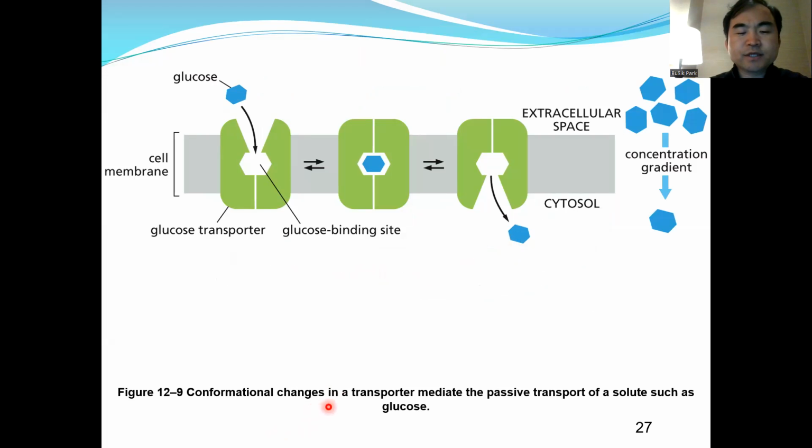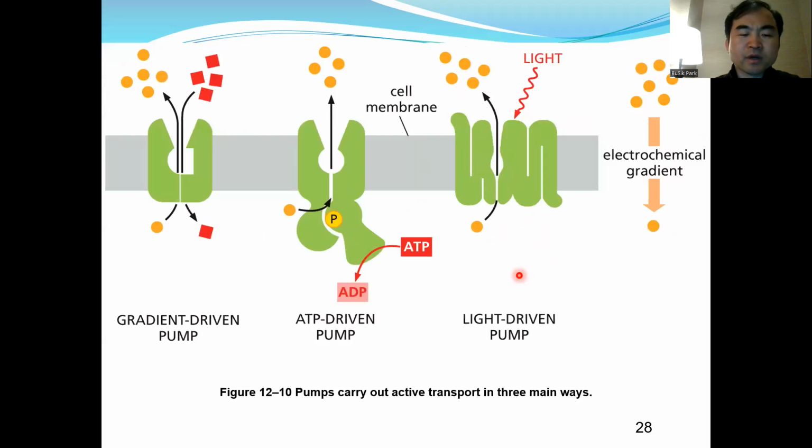Conformational changes in the transporter mediate the passive transport of solute. In the glucose case, it is a glucose transporter. When the glucose is bound, it changes shape like this way, and then releases the glucose, transporting glucose through the cell membrane.